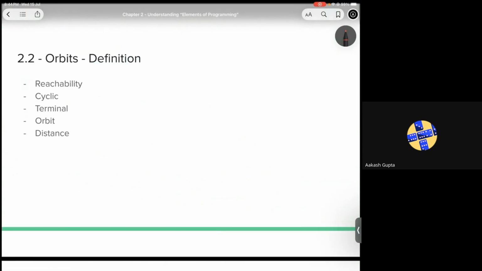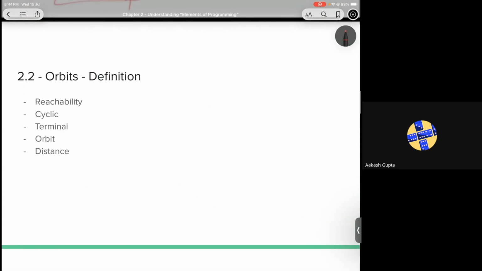Then we covered the concept of orbits, where we talked about reachability: one element is reachable from another if after at least one or at least zero applications of the function, we can reach the element. Then we covered the cyclic structure. We covered the terminal element. A terminal element is an element which is the result of some transformation, but we can't apply further transformation to that element. Then we covered the concept of orbit. For a given starting element, the orbit is basically the set of all the possible values which we can get.